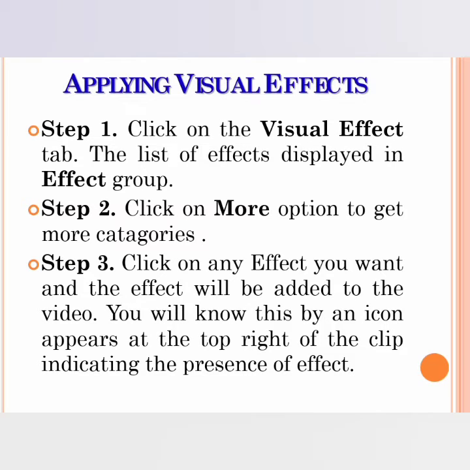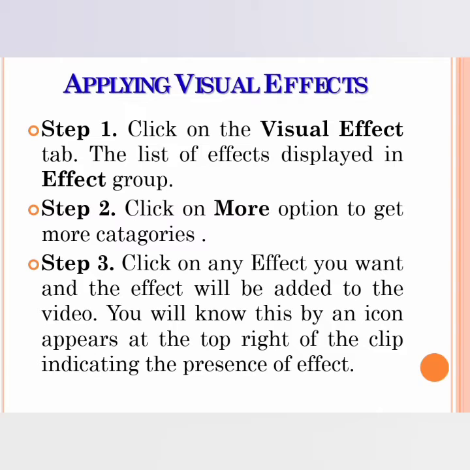Now, next is applying visual effects. So, visual effects are used to add special effects to the movies. These effects enhance the appeal of the movie. These effects include choices for making color effects such as sepia toning to posterizing. So, how can we add them?